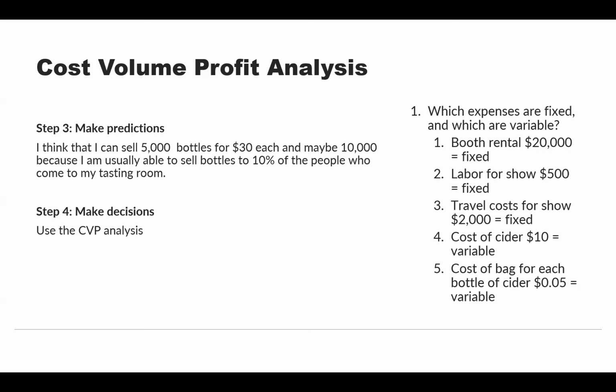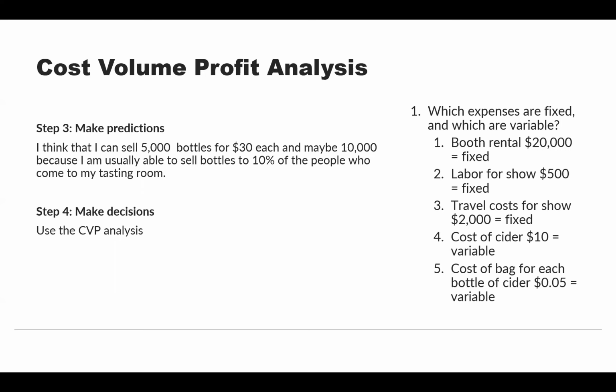You have to pay it regardless of whether you sell 1 bottle of cider or 1 million bottles of cider. The labor for the show in this case would be fixed. You figure it's $500 because you have to have a certain number of people there for a certain amount of time, and that's part of your contract. And so it's not negotiable. So that would be fixed for this. Travel to get to the show would be a fixed cost. You would have to pay it whether you sell any cider or millions of dollars of cider or whatever.